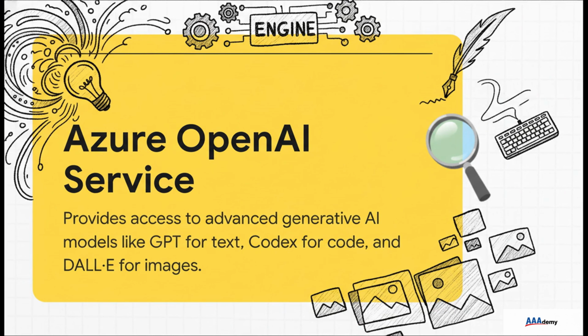Next in the toolkit is the Azure OpenAI service. This is your creative engine. This is where you get your hands on those groundbreaking models like GPT-4 to write amazing marketing copy, or Codex to write code snippets for you, or even DALL-E to just dream up brand new images from a simple sentence. This service is all about creation.